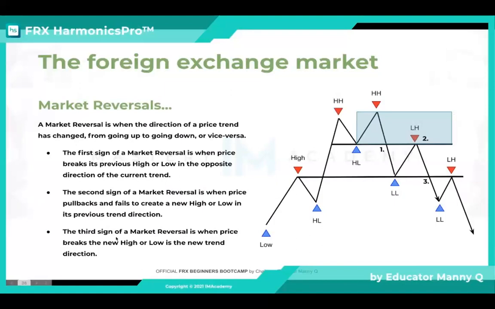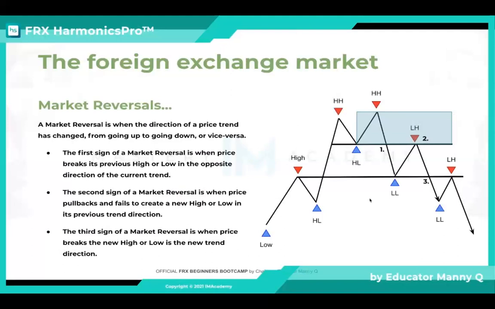Now, the third and final sign of a market reversal is when price breaks the new lower low in the direction of the new trend. So what we can see over here is that price went from high, lower high, lower low, lower high. And now if the price comes down and breaks that new lower low, creating a new lower low, this is the third and final sign that, okay, this market is definitely reversing and it's now in a downtrend. So these are the three signs of a market structure reversal.